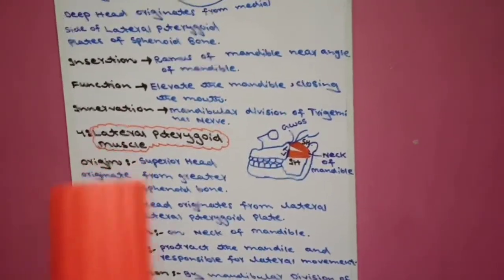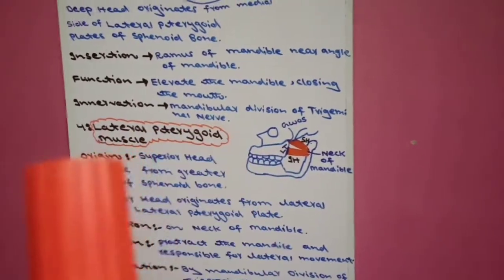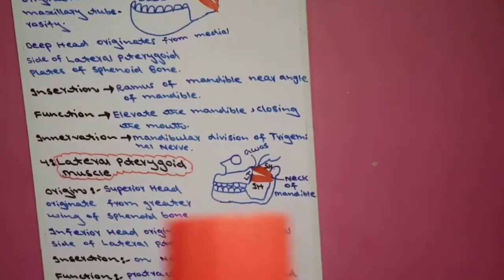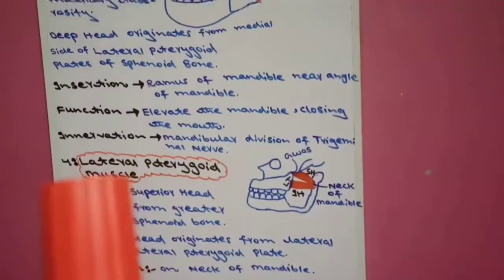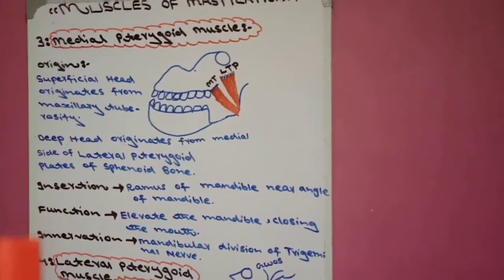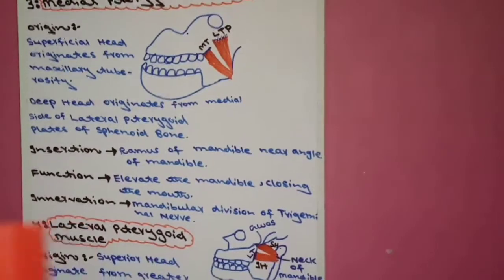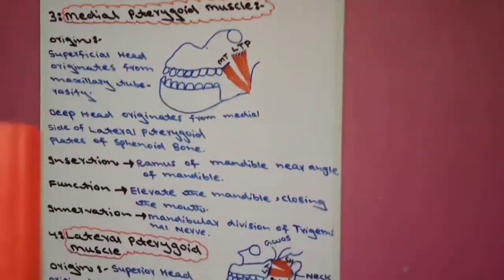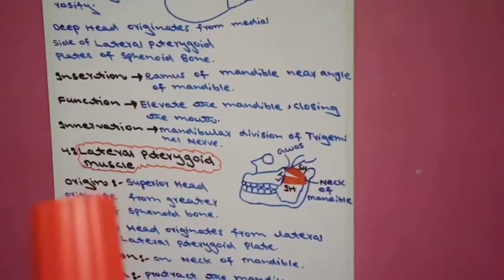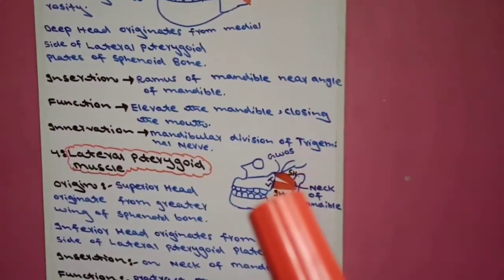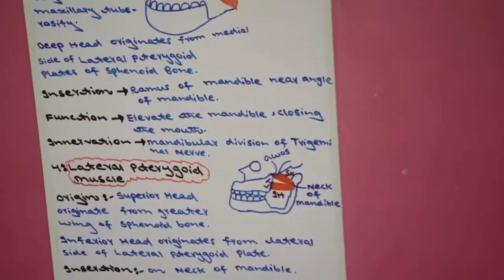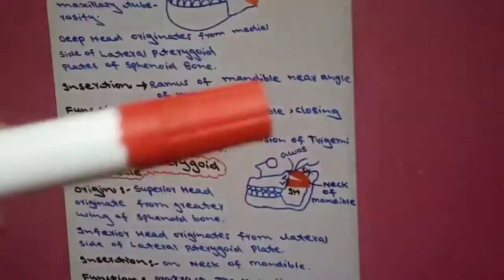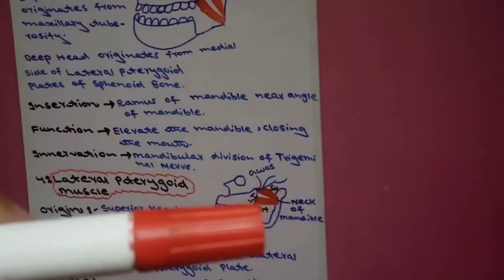Now come to the last muscle, the lateral pterygoid muscle. First we understand again from the diagram. Like the medial pterygoid muscle, the lateral pterygoid muscle has two heads. But in the medial pterygoid muscle there are superficial and deep heads, whereas here in the lateral pterygoid muscle there are superior and inferior heads, not superficial and deep.